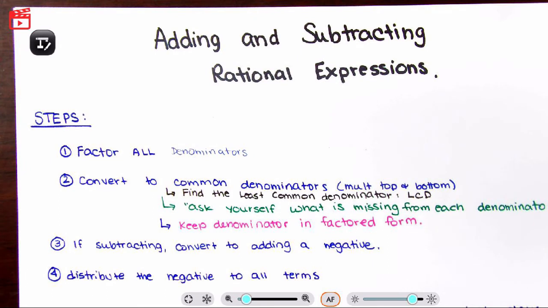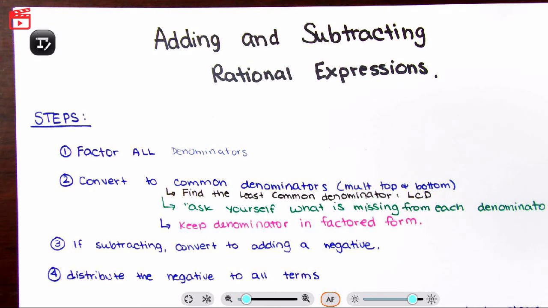All right, so the first thing I'm going to go over is the steps. Then we're going to take those steps and apply them to an example that we're going to do together. So the first thing you're going to do is, again, rationals think fractions. We are adding and subtracting fractions, just like you would add and subtract fractions in middle school and grade school. You are going to add and subtract these rational expressions, but this time you're going to have polynomials in the numerator and polynomials in the denominator.